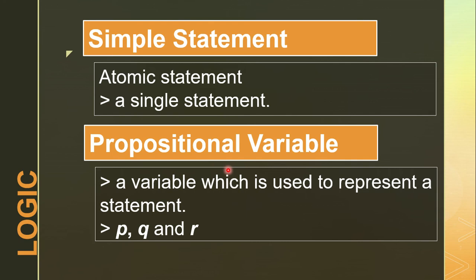We can extend it to S, T, U if the number of simple statements exceeds 3. So in logic or in discrete mathematics, commonly used variables are P, Q, and R. Though we can still use other variables, there are some variables that are reserved. For example, I is used to denote an imaginary number, G is used to denote the acceleration due to gravitational force, and so on. That is why people in discrete mathematics use the variables P, Q, and R, since they were not really commonly used, except for R, which is the radius. But in logic, we use P, Q, and R.